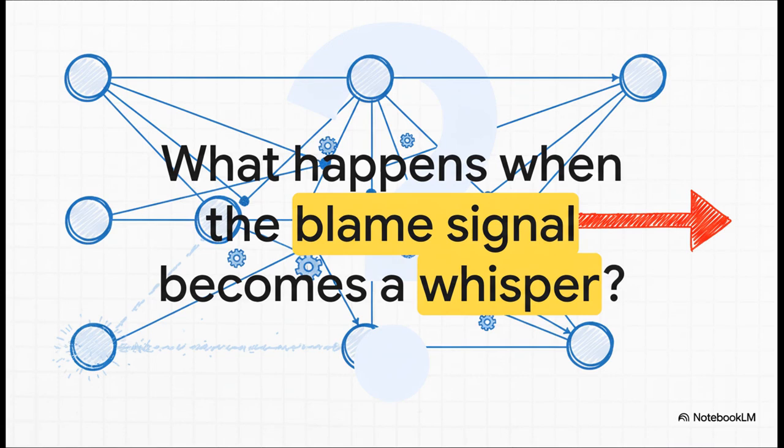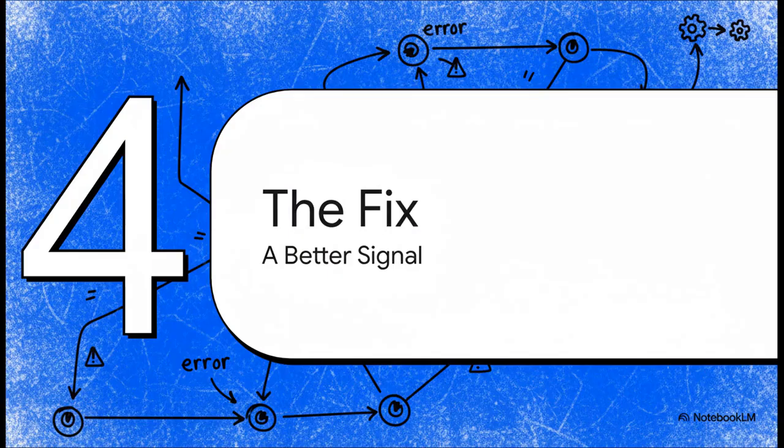So what happens then? What's the big deal when that crucial blame signal fades from a shout all the way down to a whisper by the time it gets to the first few layers of the network? Well, those early layers, the ones that are supposed to be learning the most fundamental, important features, they just stop getting updated. They stop learning, period. This was a huge problem. It threatened to stop deep learning dead in its tracks.